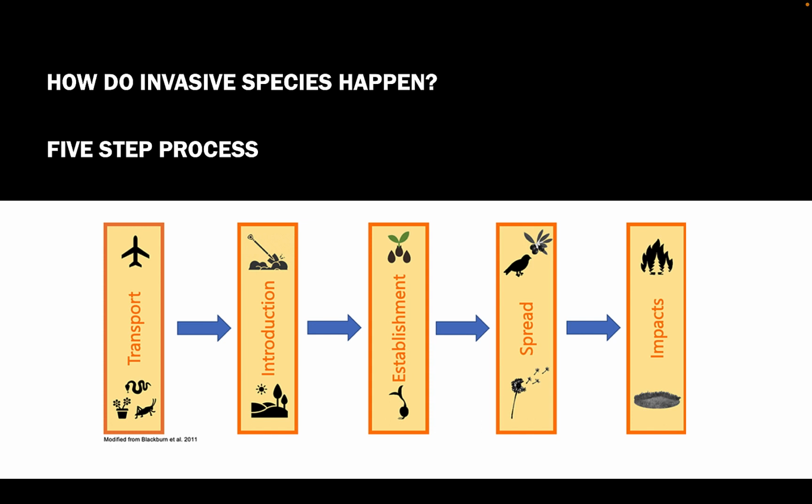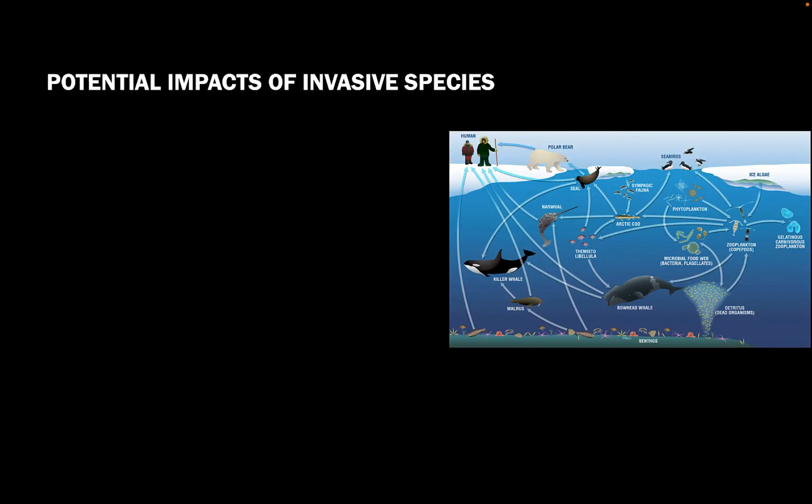Spread, and then the impacts start to arise. And what we find is that species like the European starling introduced earlier can have pretty significant impacts on other bird species, for example, because of their sheer numbers.